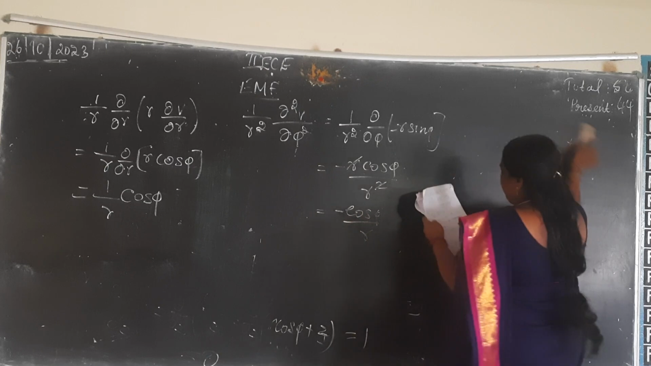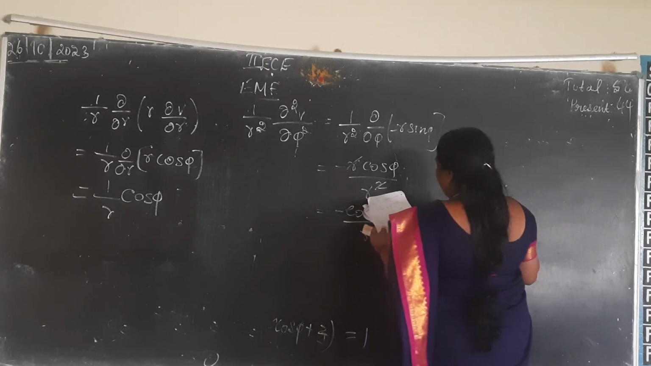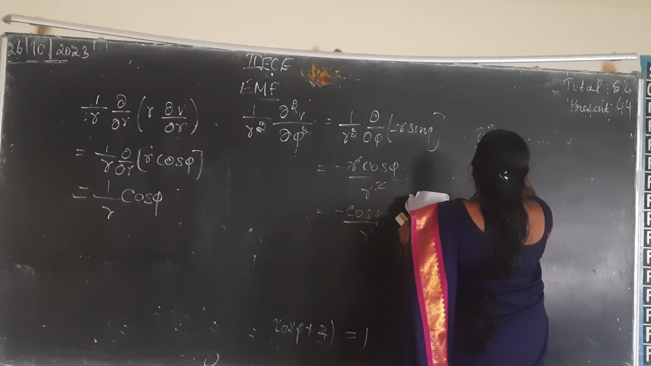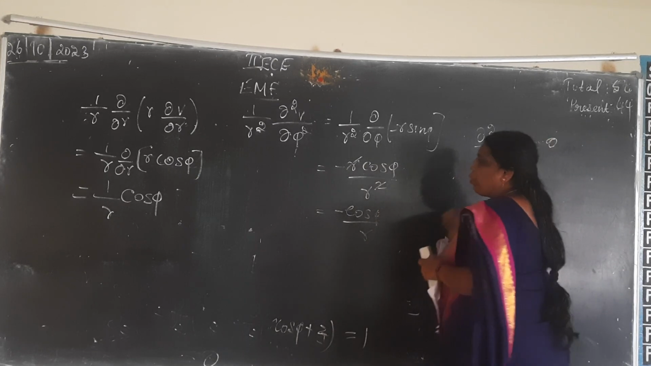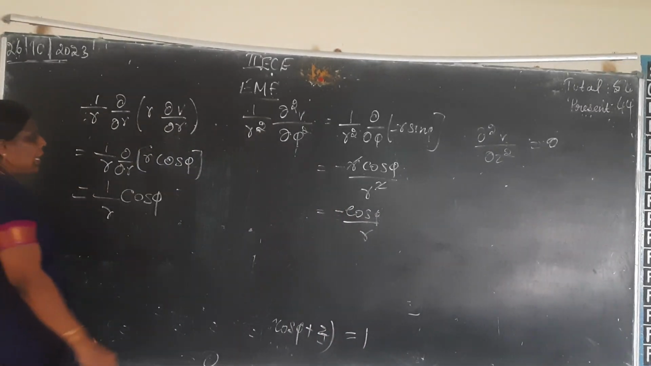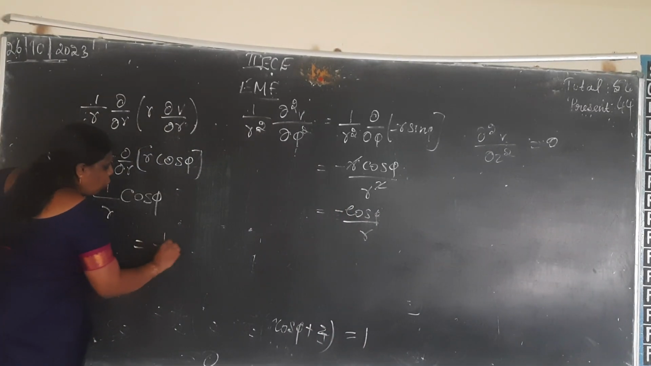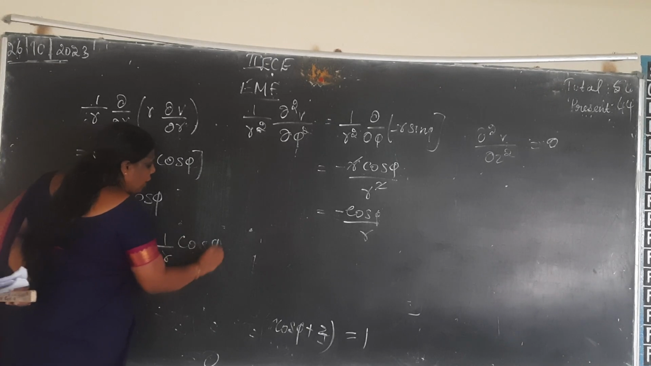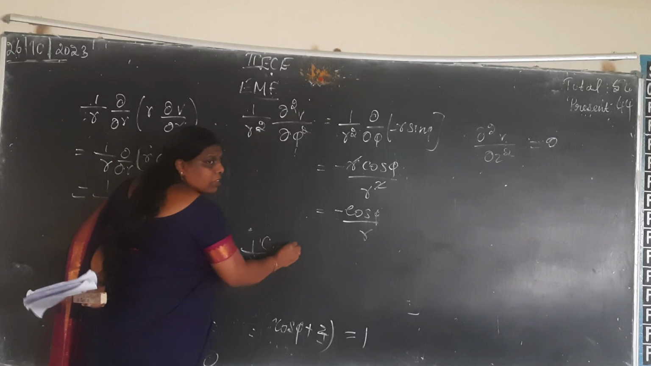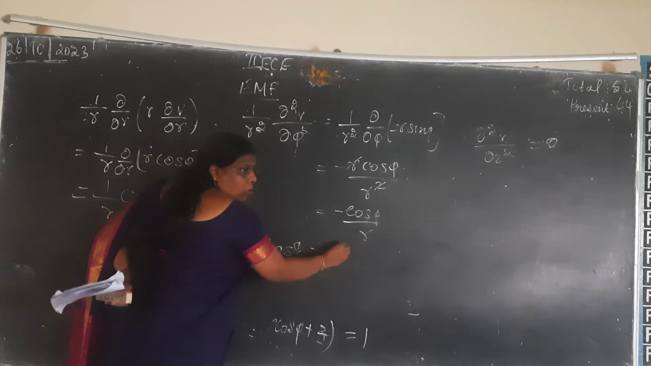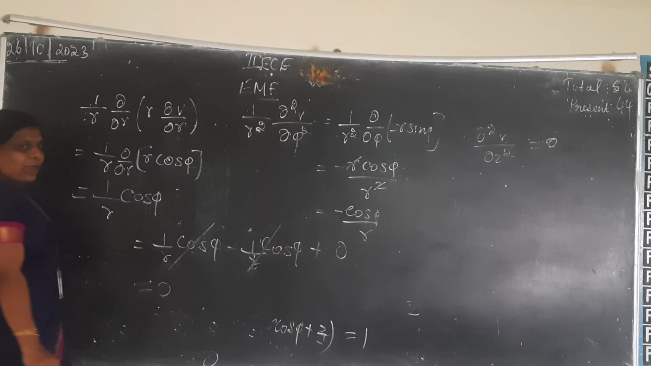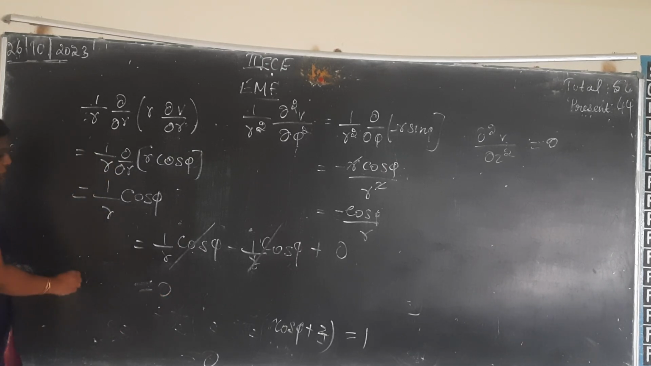What is the next term? Dou square v by dou z square. Already we have differentiated it and it is equal to 0. So finally I am adding all the terms. I get 1 by r cos phi minus 1 by r cos phi plus 0. This term and this term get cancelled. Finally we have got del square is equal to 0.